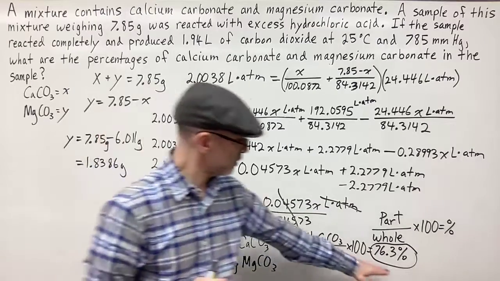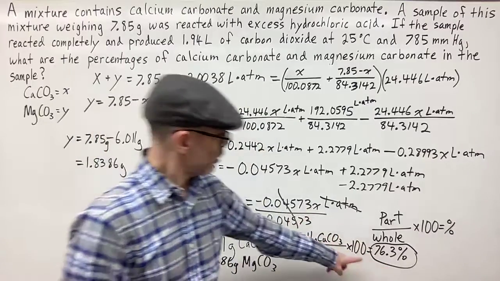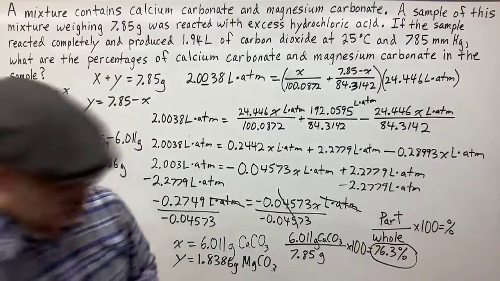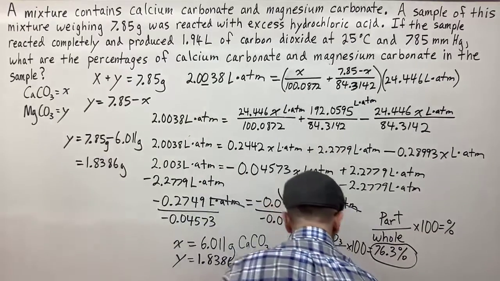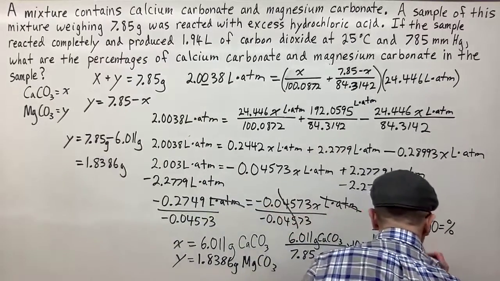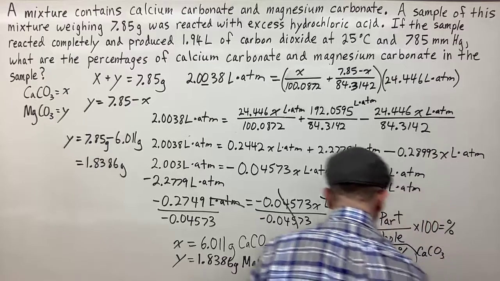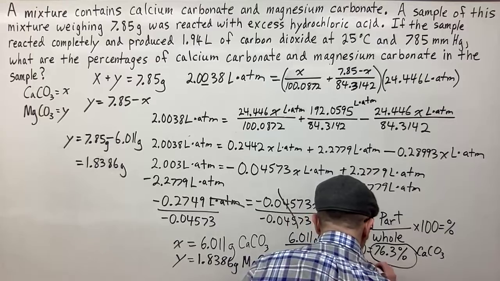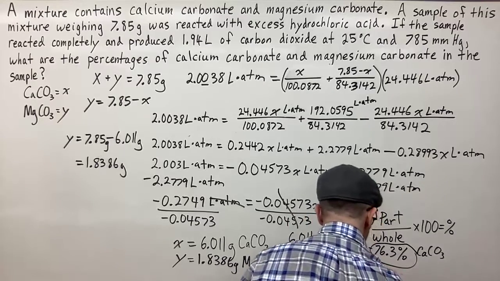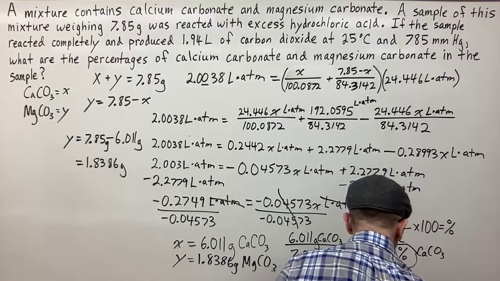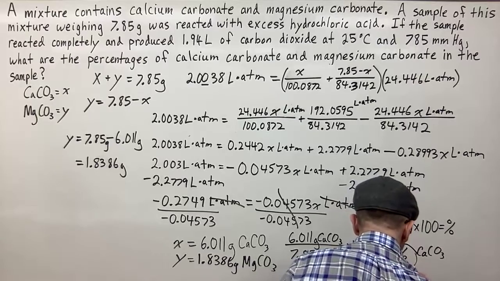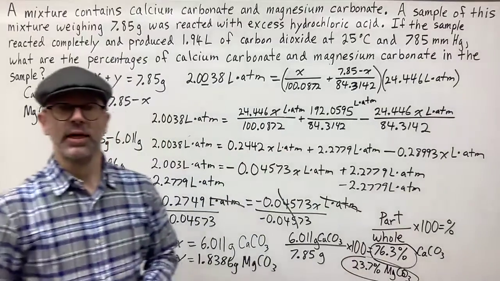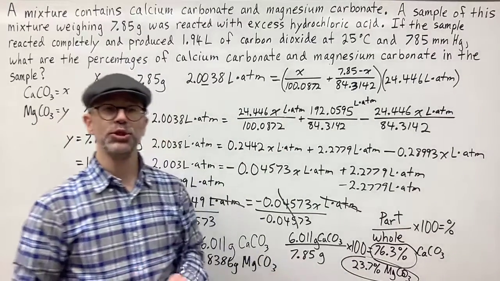So if you know the percentage of the one, then you know the percentage of the other. So if you subtract this from 100, you should get 23.7. So this is the percent of calcium carbonate, and then 23.7% is going to be the magnesium carbonate. And so that, ladies and gentlemen, is how you do this problem.